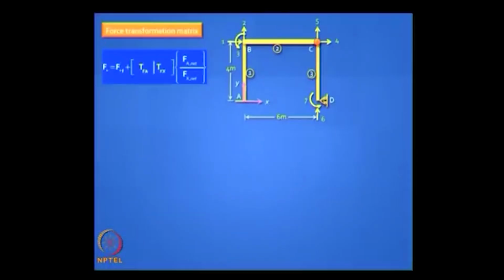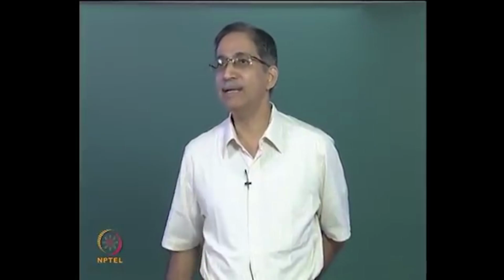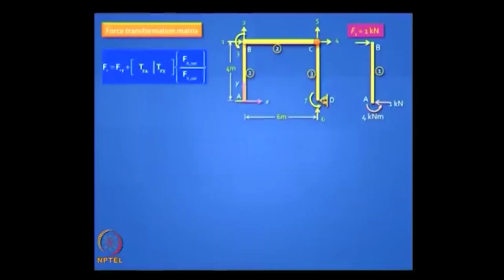So this is interesting. Let us generate the TF matrix. TF matrix has 2 parts, TFA and TFX. How do we do that? You have to apply unit load at a time. If you apply unit load F1 equal to 1, take that huge structure and apply, do you think anything will go to the support D? No. So only element 1 will behave like a cantilever, right? If you apply F1 equal to 1 and no other loads, then you need not draw the whole frame, you just pull out that cantilever, you've got those results, right?